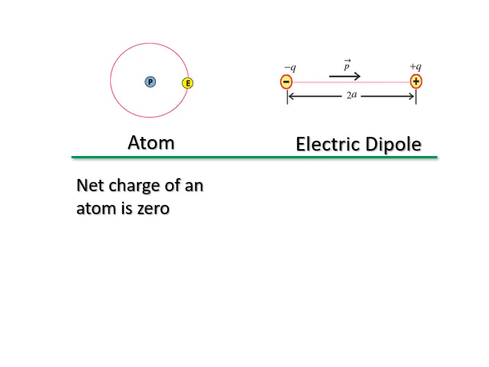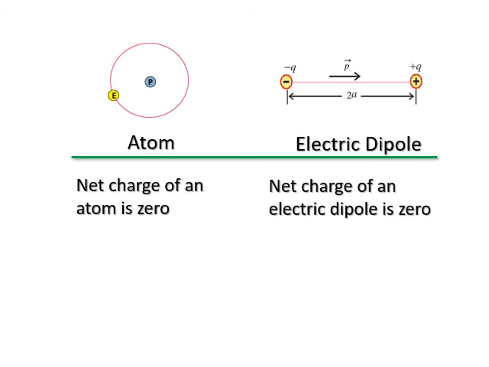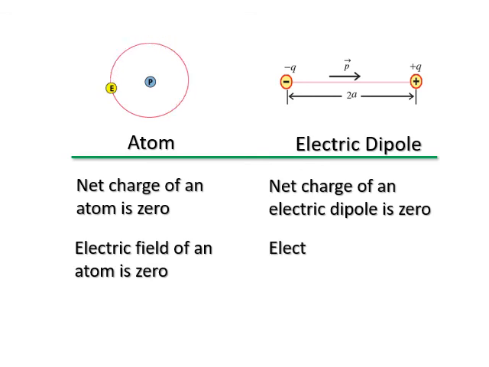What is an electric dipole? An electric dipole is a system of two equal and opposite charges separated by some distance. So what is the net charge of an electric dipole? The net charge of an electric dipole is also 0. But when you place some point charge q near the atom, it doesn't experience any force because the electric field of the atom is 0. What happens when you place point charge q close to a dipole? The resultant field is not 0 because the electric field of a dipole is not 0.